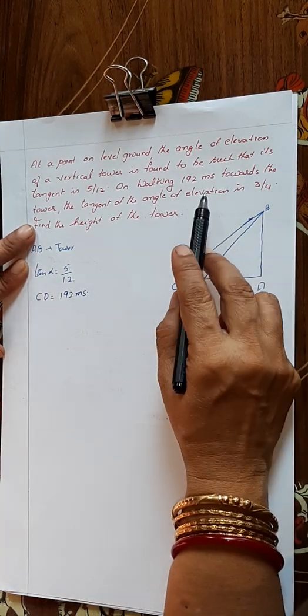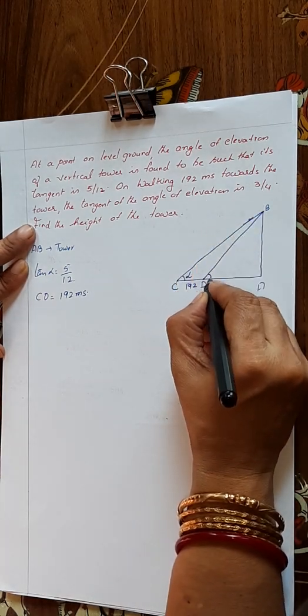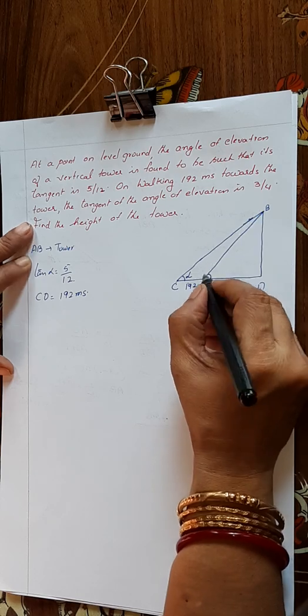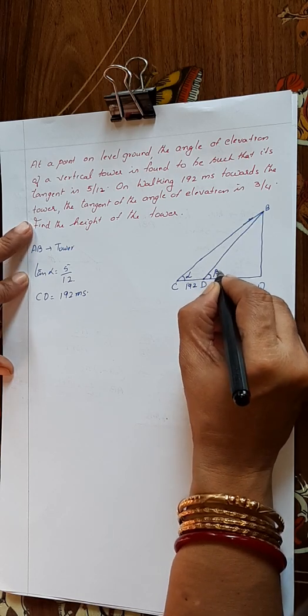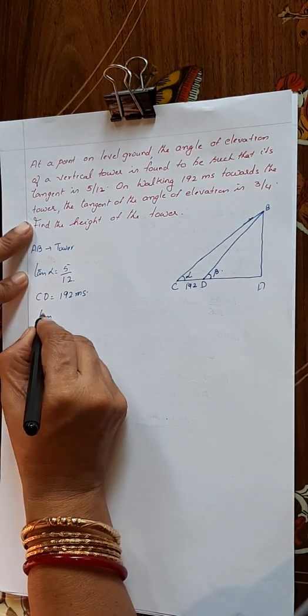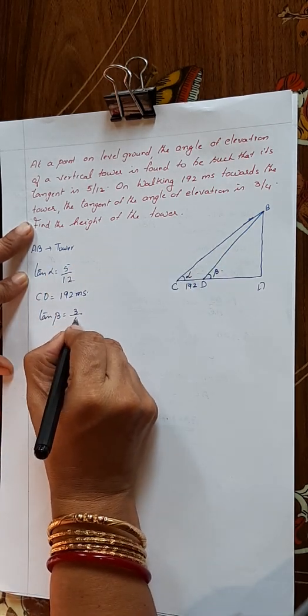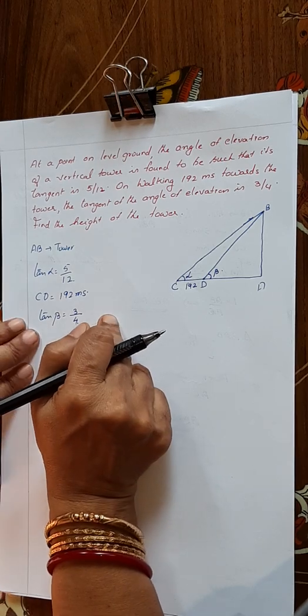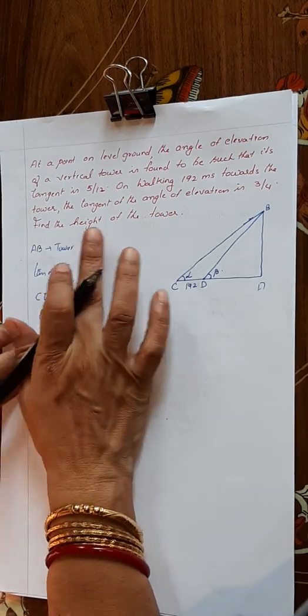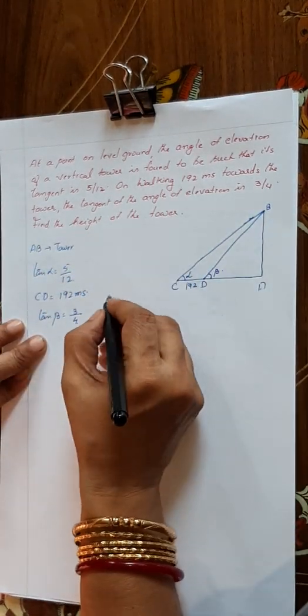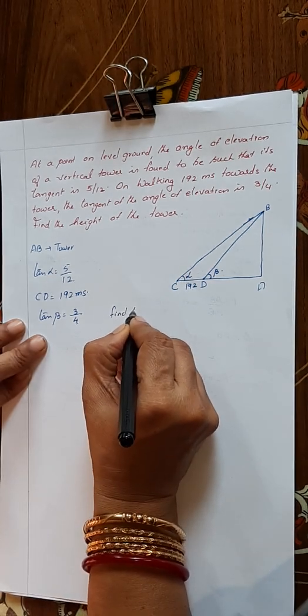The tangent of the angle of elevation is 3 by 4. So when he reaches and observes the tower, let this be beta. So tan beta is equal to 3 by 4. Now these are the details we have. Find the height of the tower. Now we have to find AB.